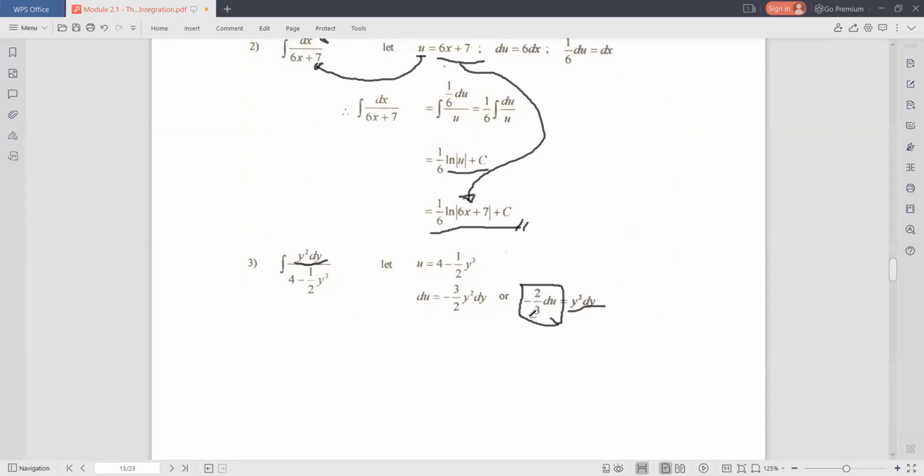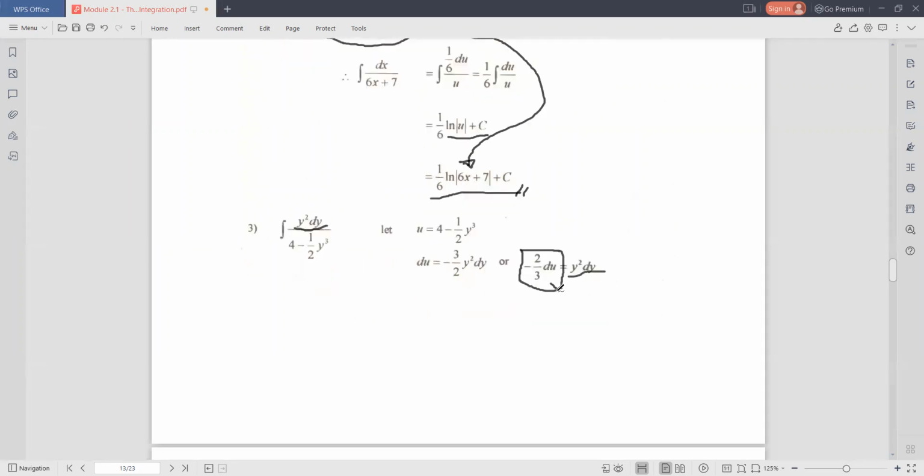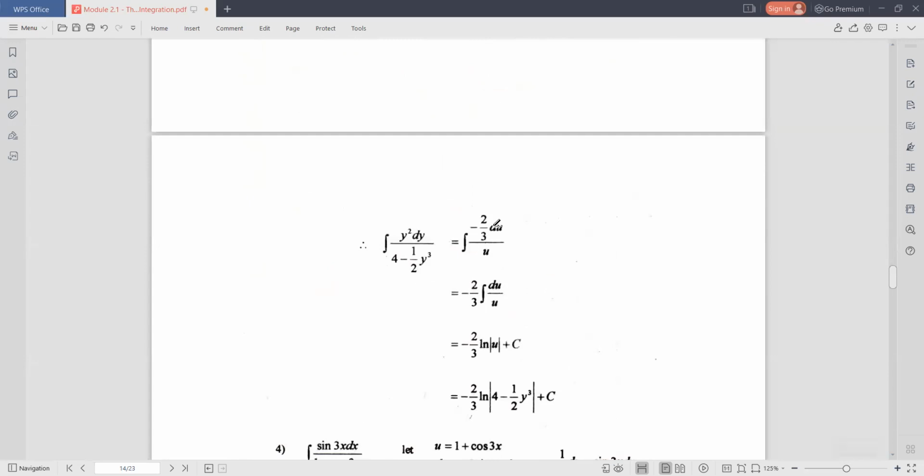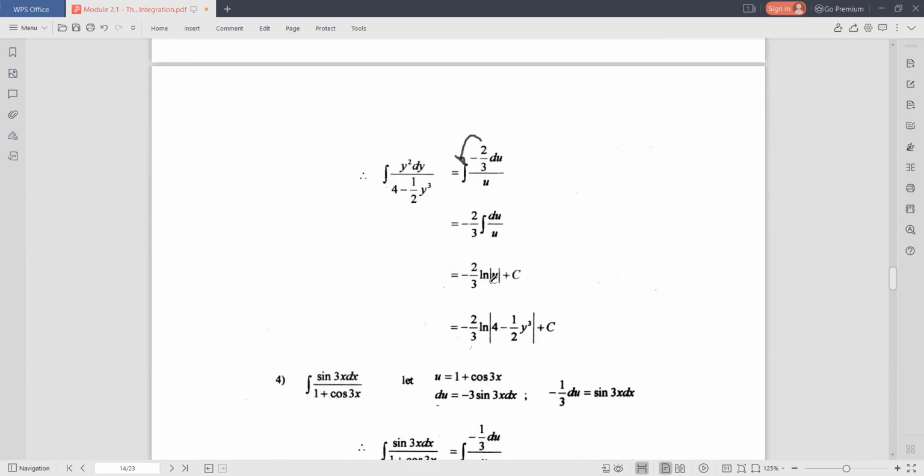Negative 2/3 du. So your equation now will be negative 2/3 du over u. Then ito yung i-integrate natin. So first, labas muna natin yung constant sa labas. That is negative 2/3 integral of, matitira na lang is du over u, or that is negative 2/3 ln of u. Then substitute back the value of u, which is 4 minus 1/2 y cubed. Okay, so therefore your general solution now would be negative 2/3 ln of 4 minus 1/2 y cubed plus c.